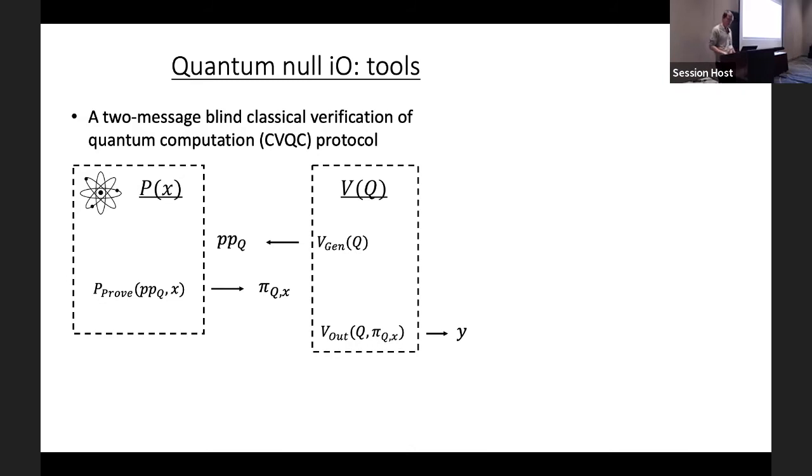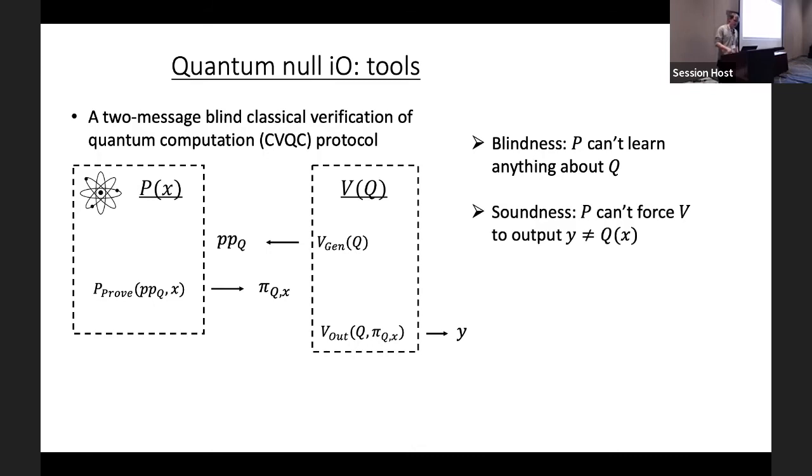Okay. So from such a protocol, we'll need 2 properties. One is the property of blindness. And this actually ensures that the prover can't learn anything about Q by interacting in this protocol. So in other words, these public parameters hide the description of the circuit Q from the prover. And then we just need the standard notion of soundness, which is basically just saying that the prover can't convince the verifier to output a false output.